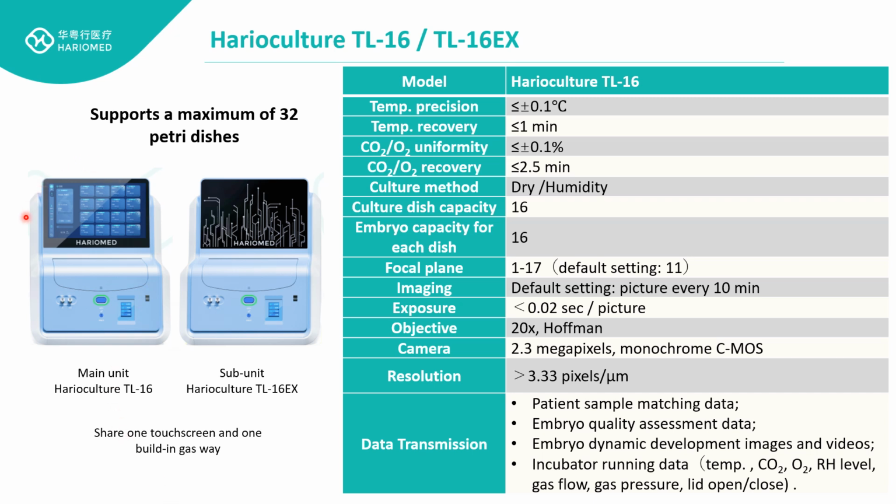And on this side, we can see it is the main unit, and this one will be a subunit. Each subunit can be easily connected to a main unit, sharing the touchscreen and gateway, which can double the culture capacity from 256 to 512 at a much lower cost. And for the subunit and main unit, all the components are the same.